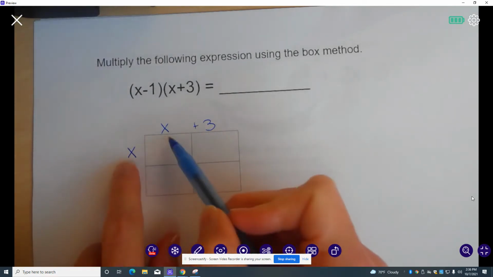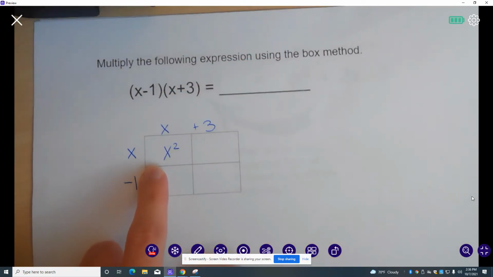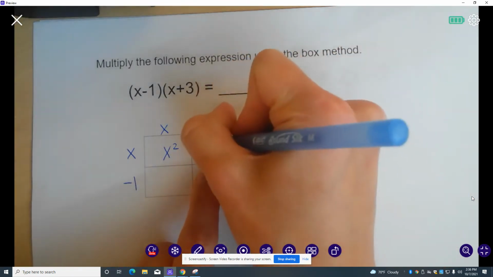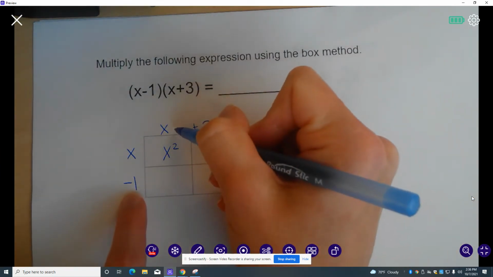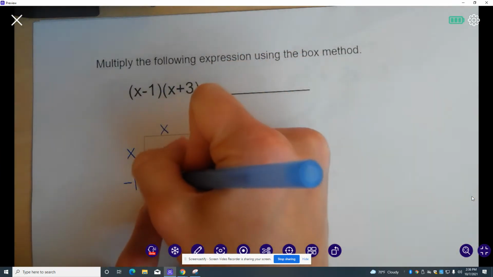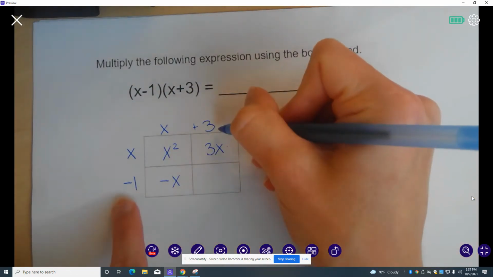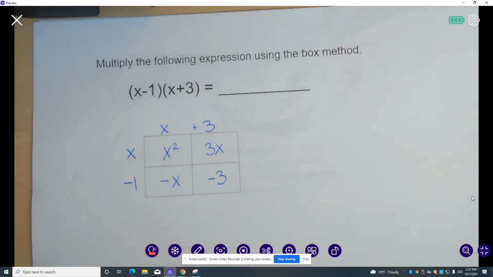So here I'm going to multiply x times x, which is x squared. To get my term here, I'm going to do x times 3, which is 3x. Here I'm going to do negative 1 times x, which is negative 1x or negative x. And then here I'm going to do negative 1 times positive 3, which is negative 3.